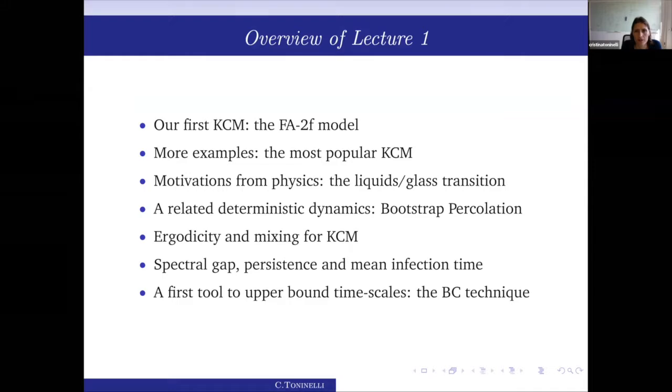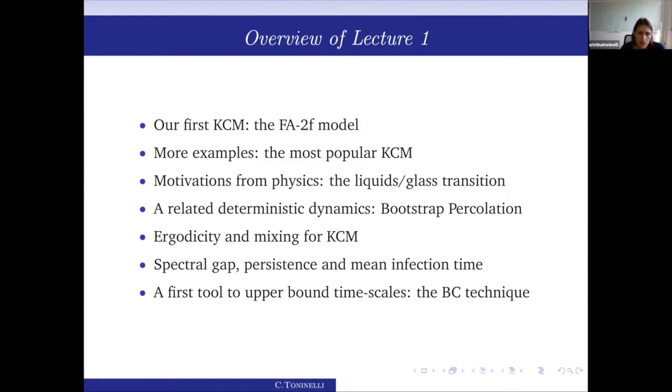A short overview of the first lecture. I've tried to be very soft today. I wanted to give an introduction, hopefully at the level of everybody, even those who don't know anything about interacting particle systems. I'll start by presenting our first model, which is called the Fredriksson-Anderson two-spin facilitated model, or for friends FA2F. Then I will give you more examples and the general definition of kinetically constrained models. I will come back to motivations from physics, so to what this liquid glass transition is and why these models can be useful to study it.